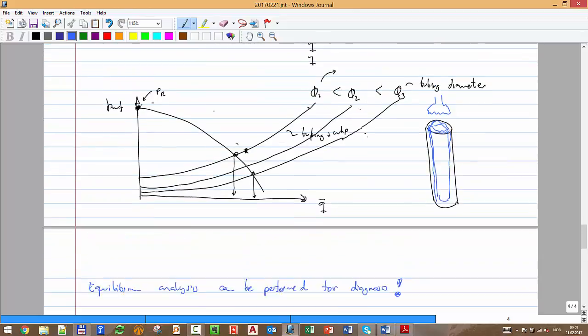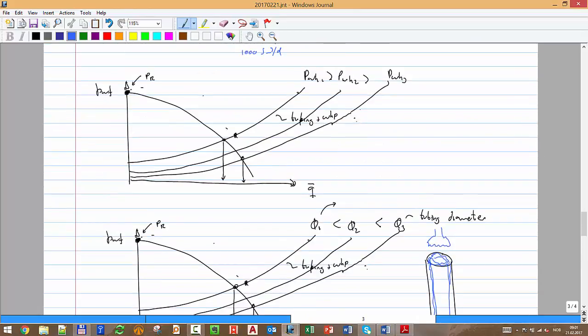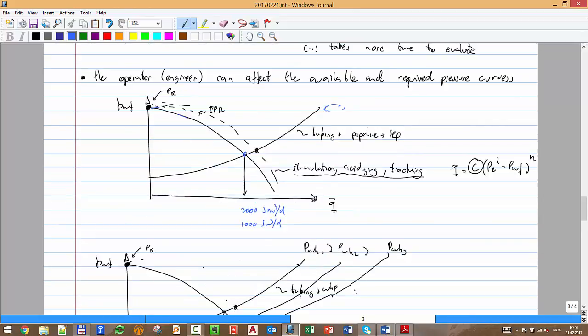Equilibrium analysis. Okay, for diagnosis. I see what should be the theoretical intersection, and when that intersection is very far away from what I'm actually producing, there is something wrong in my system. Okay, and then I have to find what is wrong.